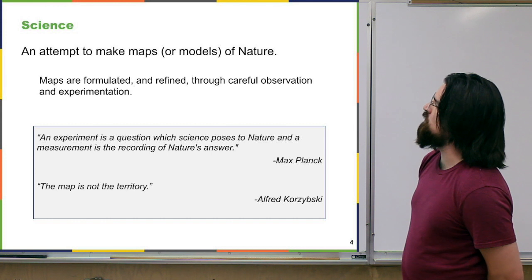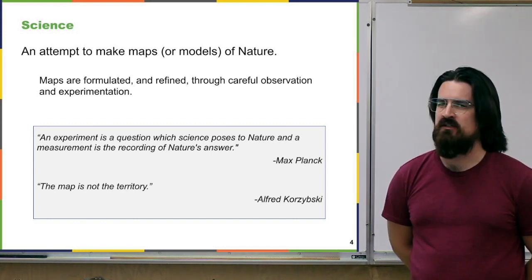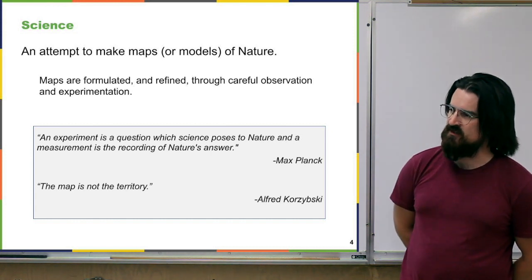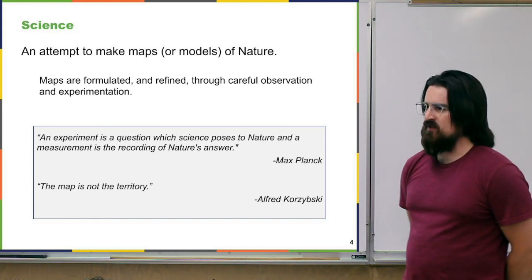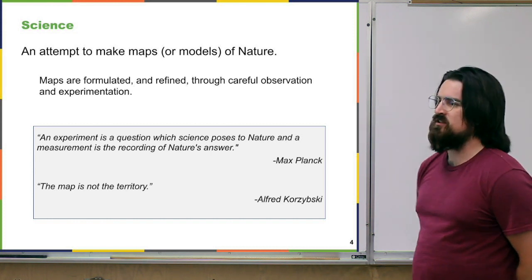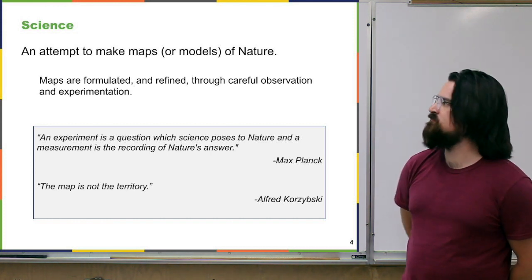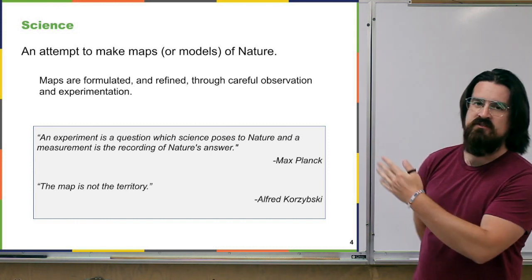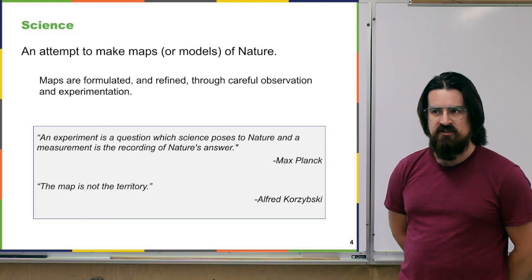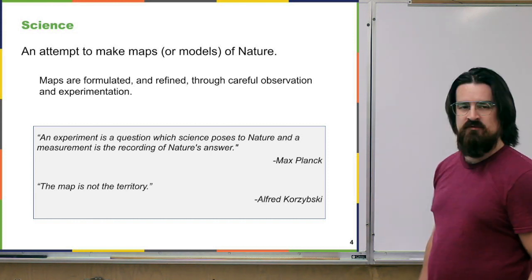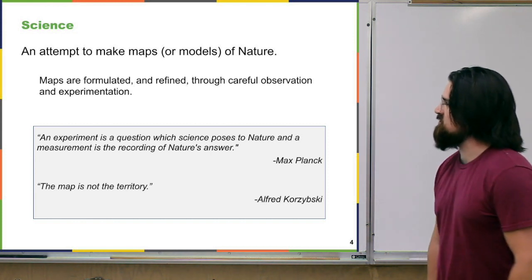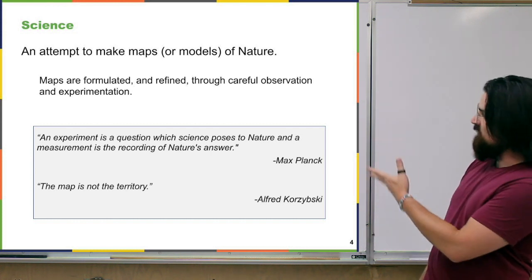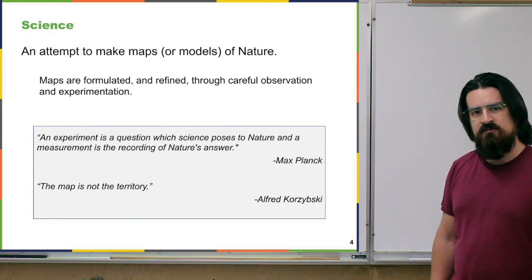Very briefly then, what is science? There are a lot of ways you could understand it, in terms of scientific methods and attitudes and the ways that people go about science. But one way of thinking about what science is, is an attempt to map or make models of nature or the universe. It's a very basic way of understanding what science is. And these maps are formulated and refined through careful observation and experimentation.